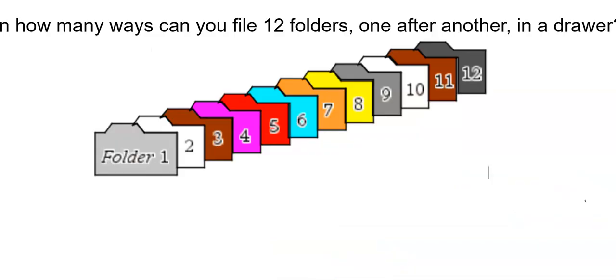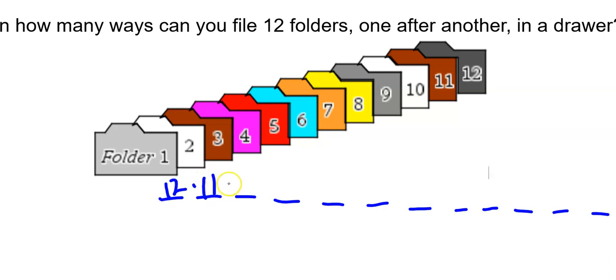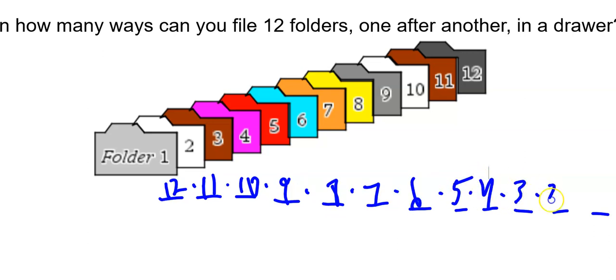So, in how many ways can you file 12 folders one after another in a drawer? You're doing a slot method here, the slow way of doing this: 1, 2, 3, 4, 5, 6, 7, 8, 9, 10, 11, 12. The first file folder you choose, there's 12 options, but once you've chosen the first choice, there's only 11 left, kind of like with no repeats. Then 10, then 9, then 8, then 7, then 6, then 5, then 4, then 3, then 2, then 1, and multiply those all together.